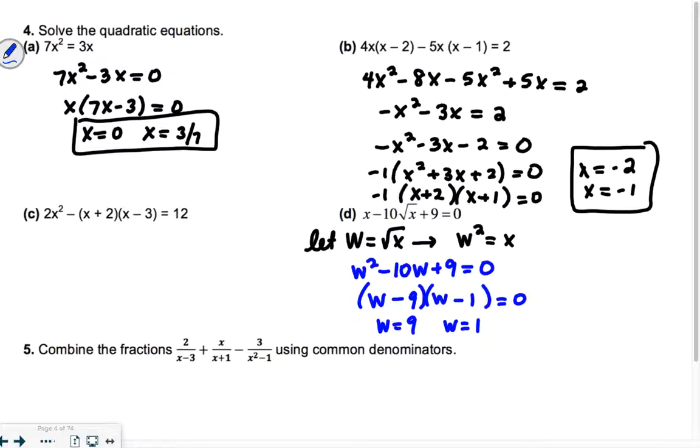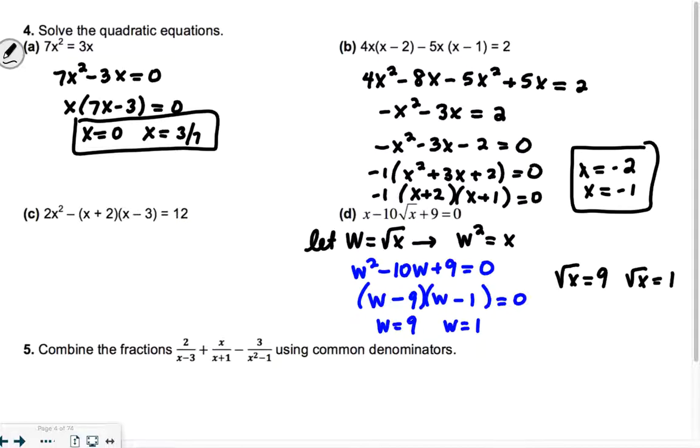But our original problem didn't have W in it, it had X. So writing the answer like W equals 9, W equals 1, and people will circle it from there. Like, we're not done because I don't know what W is if I started from the beginning, right? So we now replace and we say, well, W is square root of X. So square root of X is equal to 9 and square root of X is equal to 1.